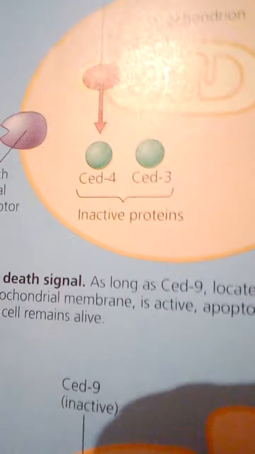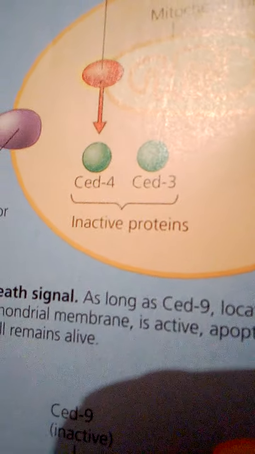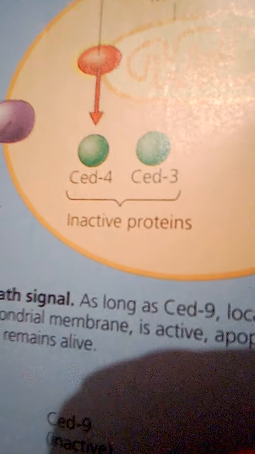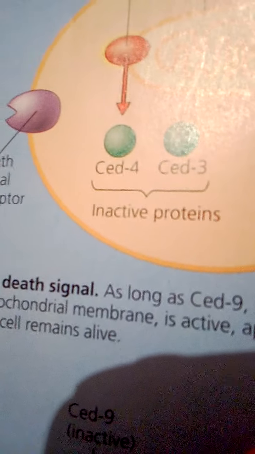In vertebrates, apoptosis is essential for normal development of the nervous system, for normal operation of the immune system, and for normal morphogenesis of hands and feet in humans and paws in other mammals. Notice this figure.